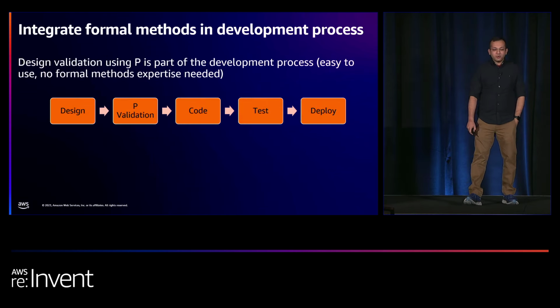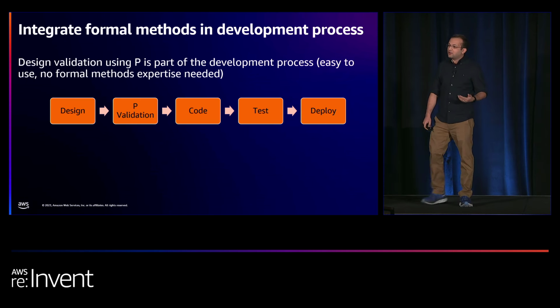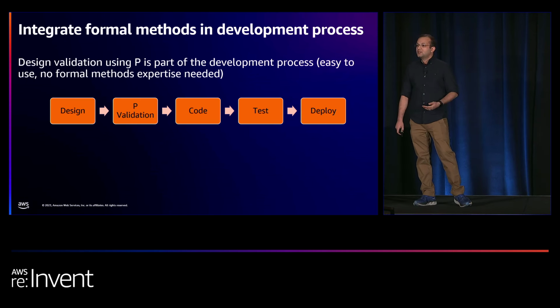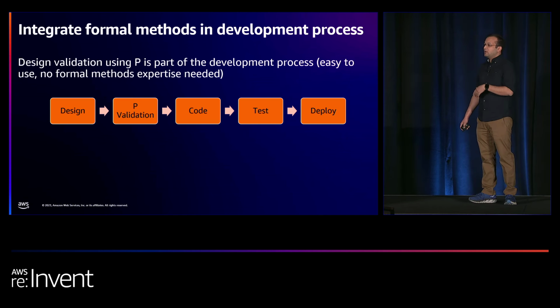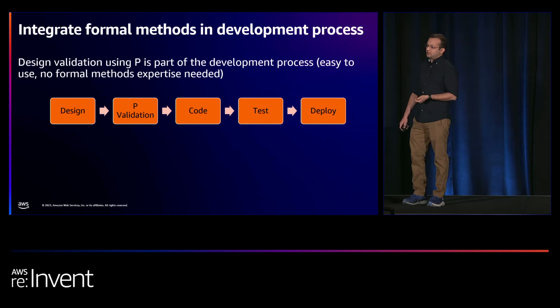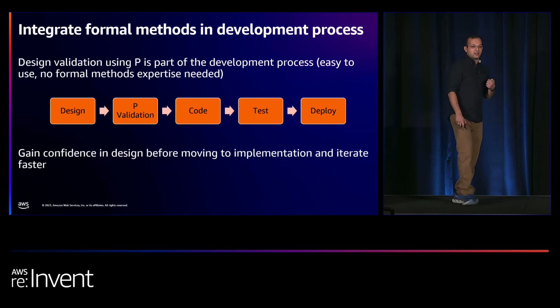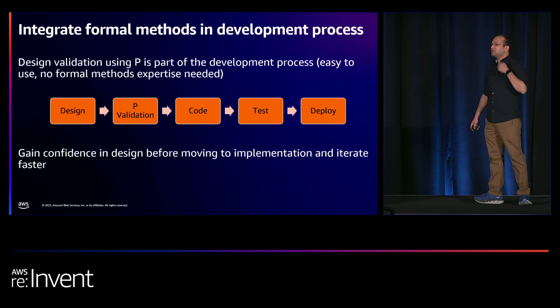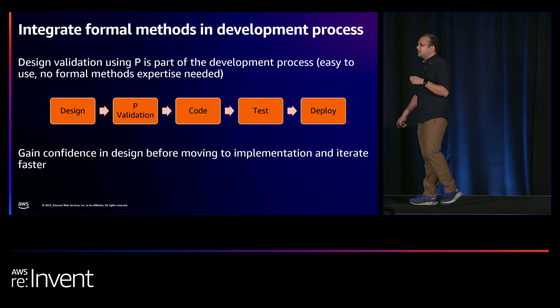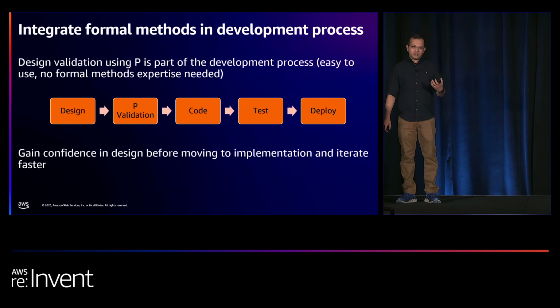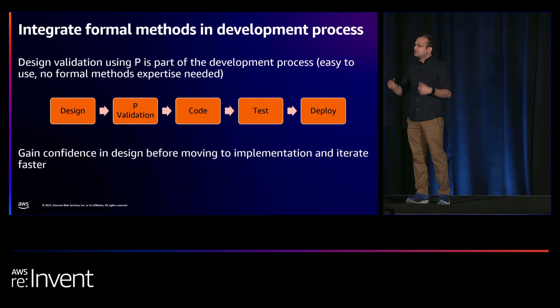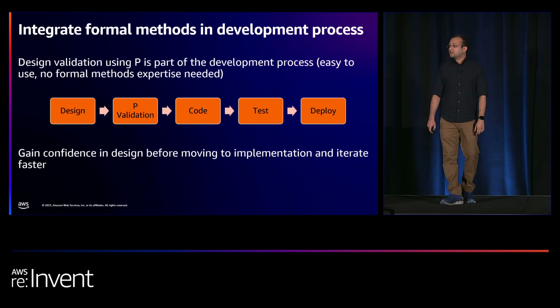So what we've been doing at AWS is integrating formal methods in our development process. The traditional development process would be design, code, test, and then deploy. What we do is P validation before we go on to implementing our system. Gain confidence in our design before moving on to implementation, and iterate on the design itself until we have narrowed down a design where we are confident that it satisfies the desired specification under different faults and failures and so on.